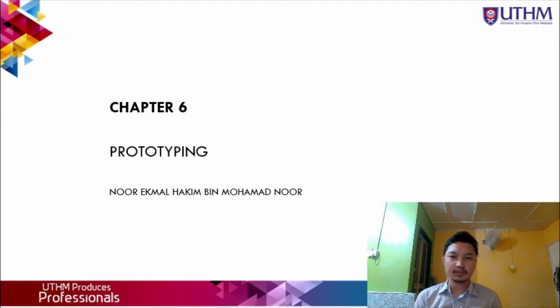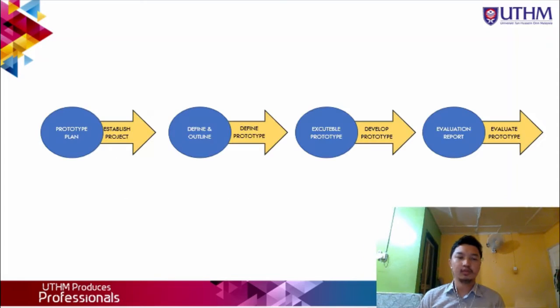Okay, my name is Noor Ikmal Kimam Anor. Today I want to talk about chapter 6, which is prototyping. So, as you can see, firstly we must do a prototyping and establish the project, and secondly we must define the outline of the project and the prototype. Thirdly we must execute the prototype and develop the machine. Lastly we must evaluate the prototype and the report.